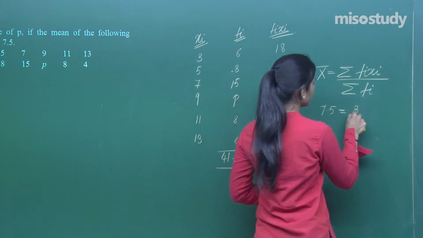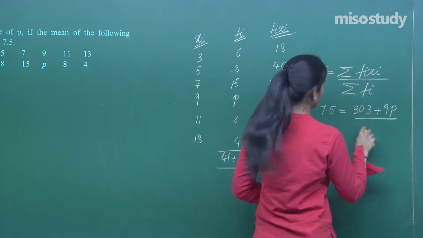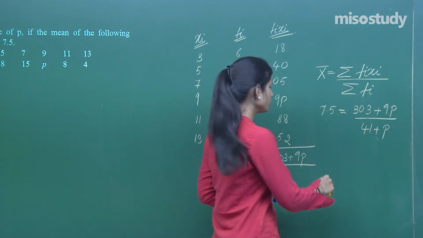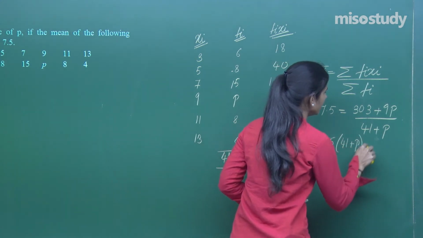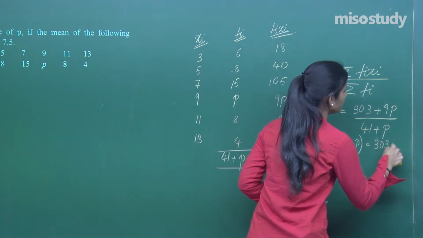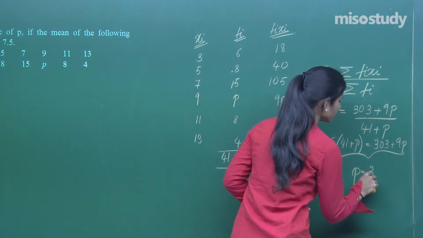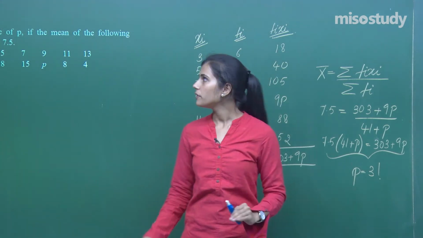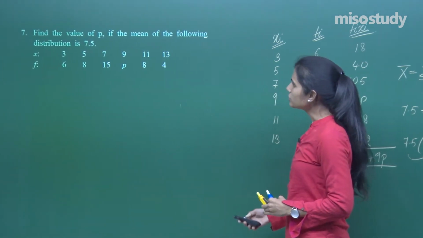You have 303 plus 9p upon 41 plus p. So of course you can write this as 7.5 into 41 plus p equals 303 plus 9p. When you solve this, you get p equals 3 very easily, and that is the value of p evaluated when the mean is given to you. Okay? Let's move on to the next question.